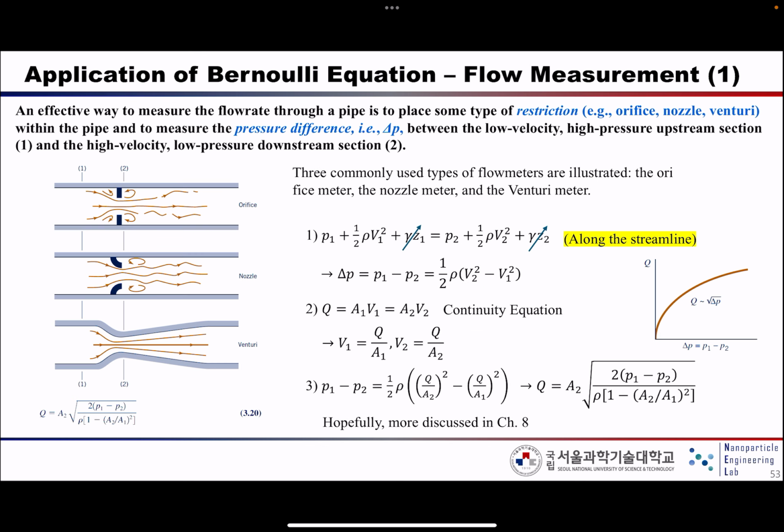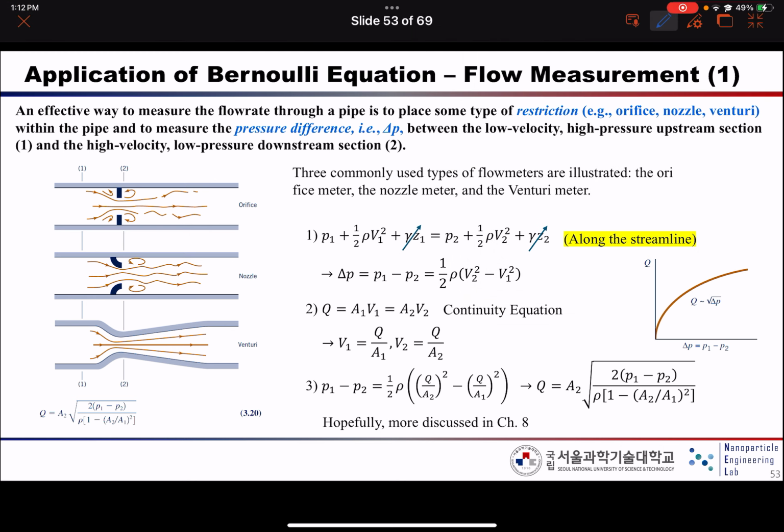Okay. So another application of the Bernoulli equation is flow measurement. If we put this kind of channel, this restriction, we call this one the orifice, this kind of thing we call the nozzle, and this kind of thing we call the venturi. So if you measure the pressure difference between 1 and 2, in that case, we can successfully obtain the flow rate.